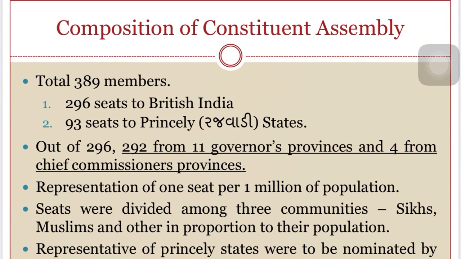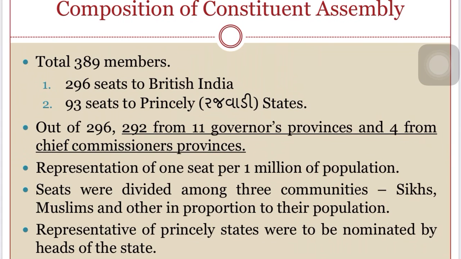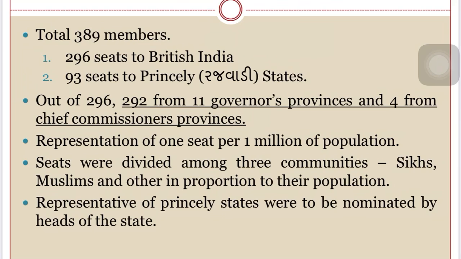Now, the composition of the Constituent Assembly. The first assembly had 389 members, in which 296 seats went to British India and 93 to the princely states, the Rajas, right? Out of 296, 292 were from the 11 governor's provinces and 4 from the chief commissioners' provinces. Representation was one seat per million of the population. Seats were divided among the three communities, Sikh, Muslim, and General, in proportion to their populations. The representatives of the princely states were to be nominated by the heads of the states.